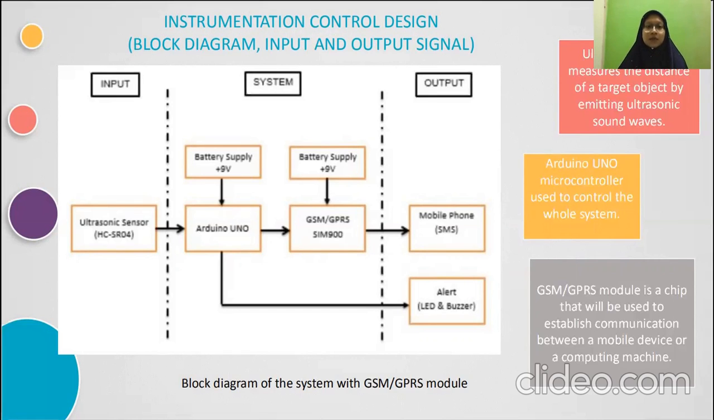Meanwhile, the system consists of two devices: the Arduino UNO, which is a microcontroller used to control the whole system, and the GSM or GPRS, which is a module, a chip that will be used to establish communication between a mobile device or a computing machine.